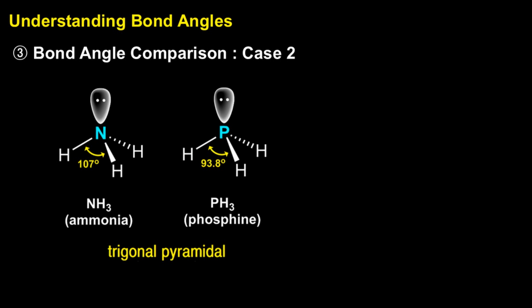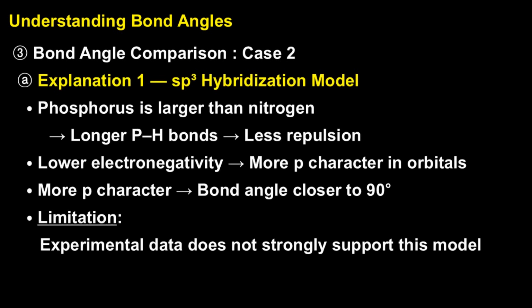Now, at first glance, they look really similar. Both molecules have a trigonal pyramidal shape, and both have a central atom with one lone pair and three hydrogen atoms around it. But here's the thing. Their bond angles are pretty different. In ammonia, the bond angle is about 107 degrees, but in phosphine, it drops all the way down to about 93.8. So the big question is, why is the bond angle in phosphine so much smaller?